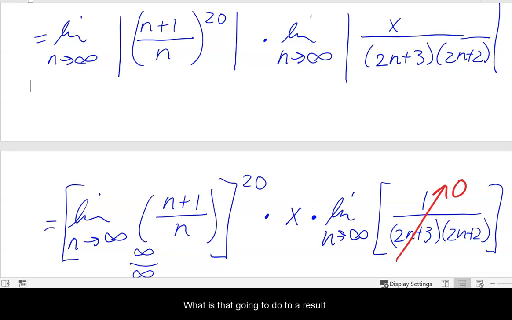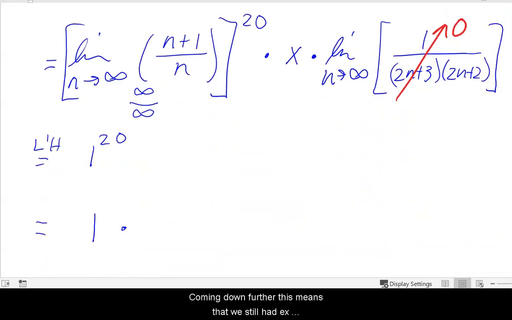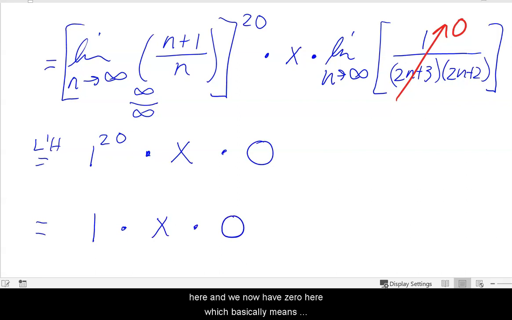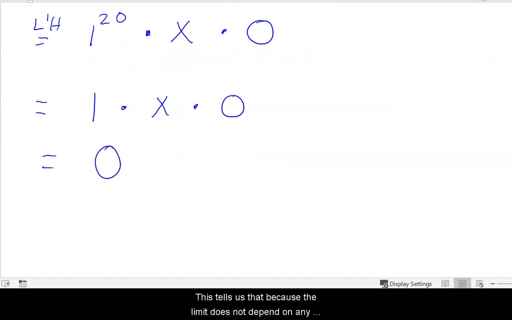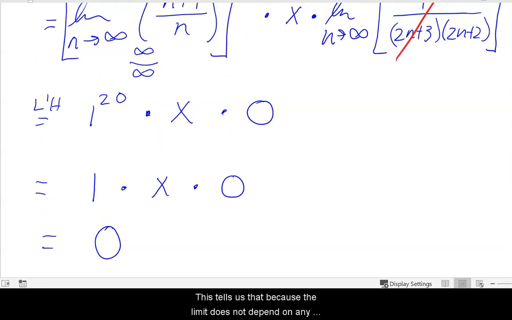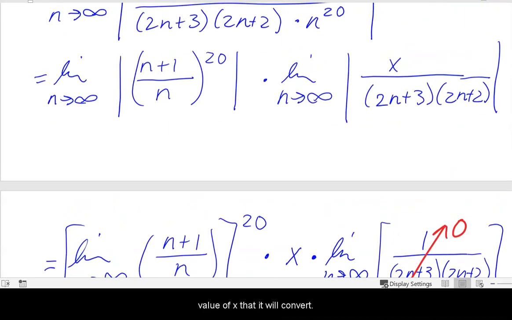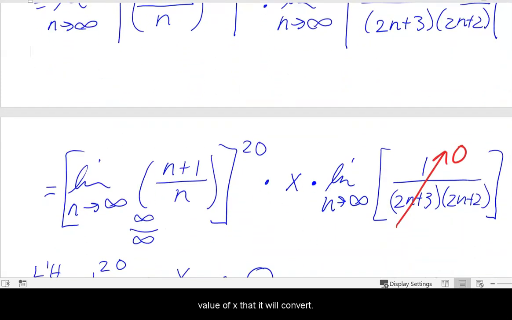What is that going to do to our result? Coming down further, this means that we still had x here, and we now have 0 here, which basically means that we have 1 times x times 0, but any finite amount times 0 does give us 0. This tells us that because the limit does not depend on any value of x, it will converge.